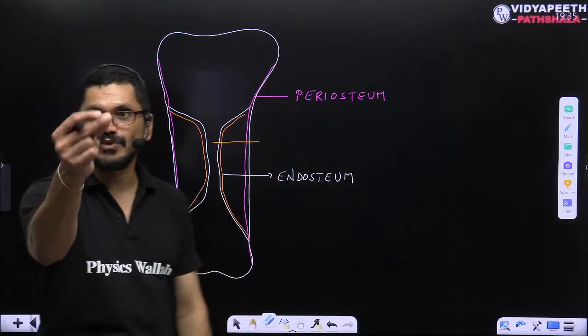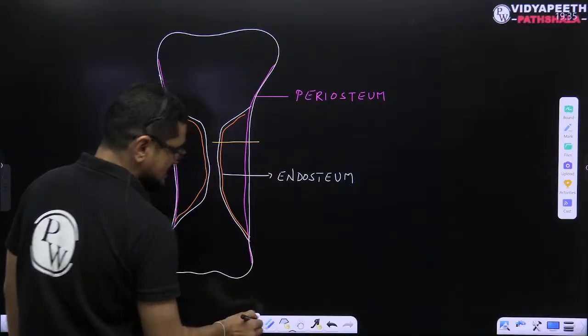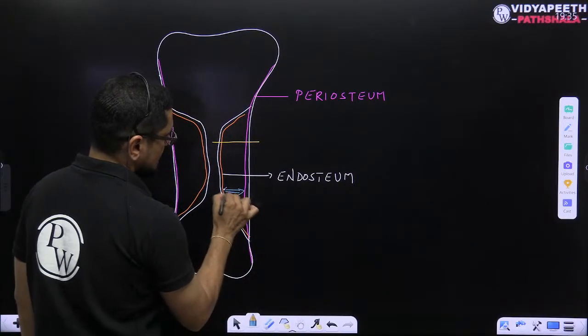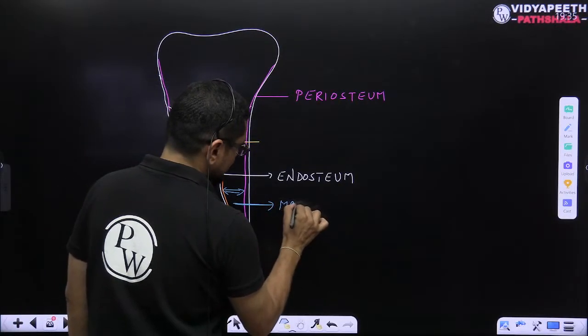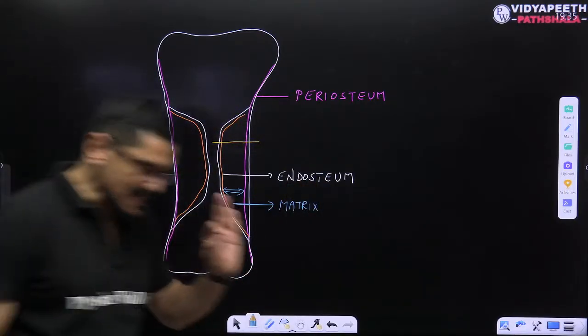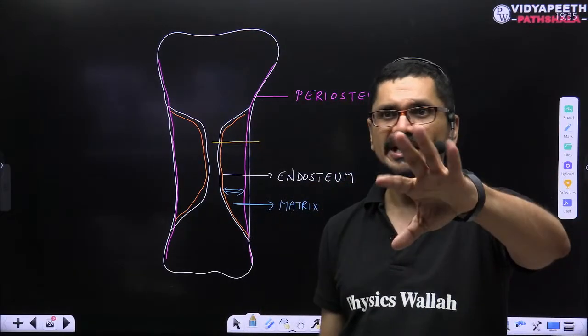And now see this bone. Between the periosteum and endosteum, here you can see the space. This is the space. Am I right? This space is called matrix. M-A-T-R-I-X. Matrix. So matrix is the space present between the outer periosteum and the inner endosteum. Am I clear till now?